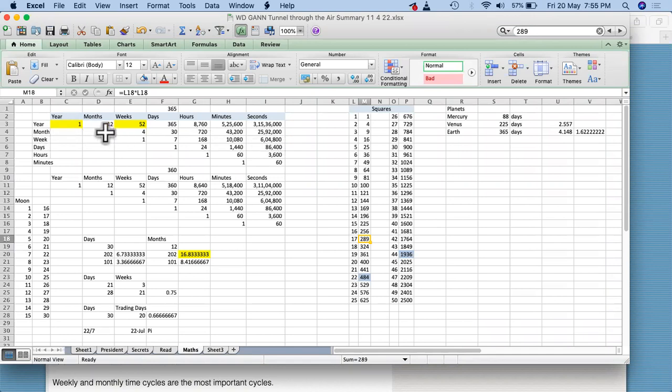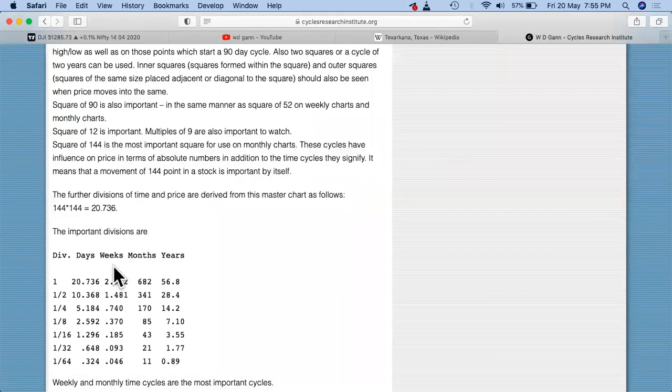In the same way, we have done the calculations for a month, then a week, a day, an hour, a minute, all together. Right. Because these things are important. Again, the same things with squares, the moon cycles, the planets and their calculations. So we see the divisions which are there: 1, 1/2, 1/4, 1/8, 1/16, 1/32, 1/64.